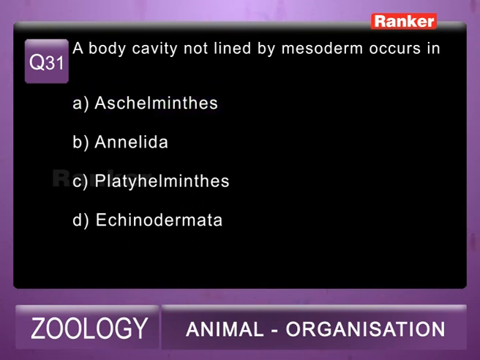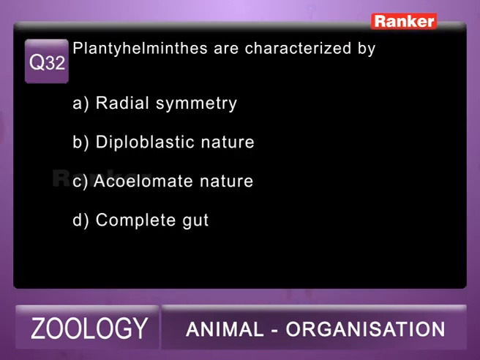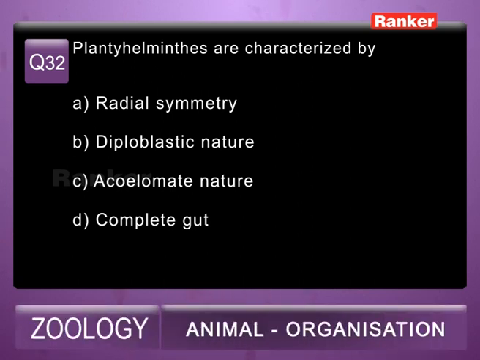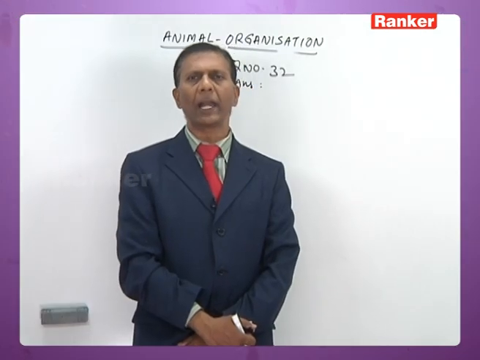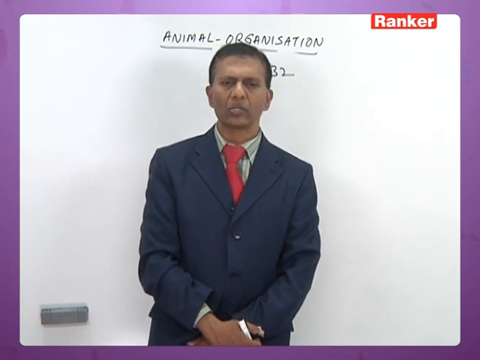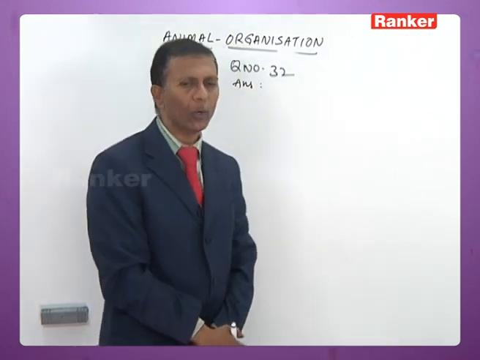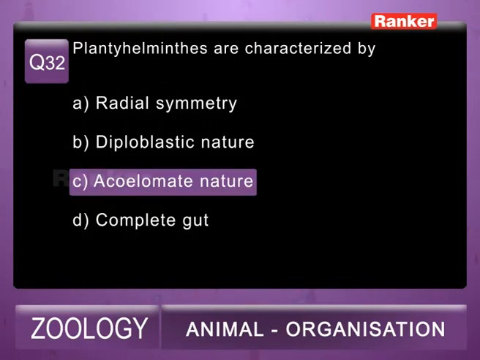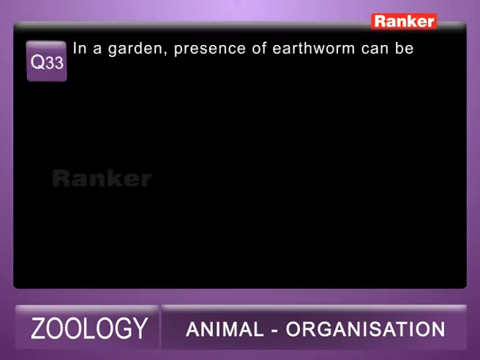Aschelminthes. Now question number 32. Platyhelminthes are characterized by A. Radial symmetry, B. Diploblastic nature, C. Acoelomate nature, D. Complete gut. Platyhelminthes are acoelomates, where the body cavity is obliterated by the mesodermal tissue called parenchyma or mesenchyme. So Platyhelminthes are characterized by acoelomate nature. So the 32nd question's correct answer is C, Acoelomate nature.